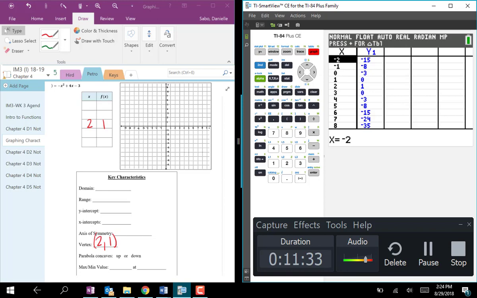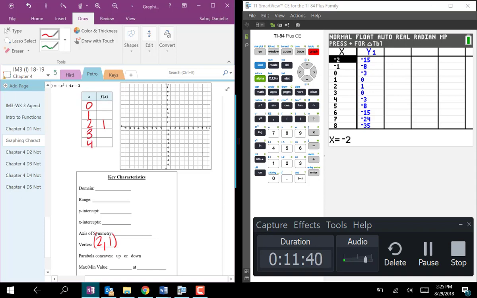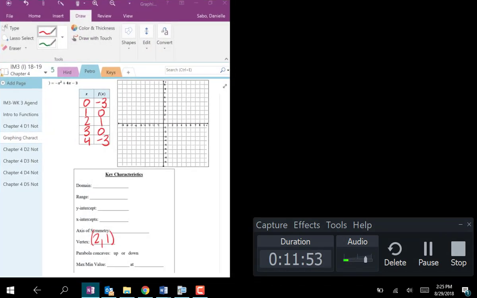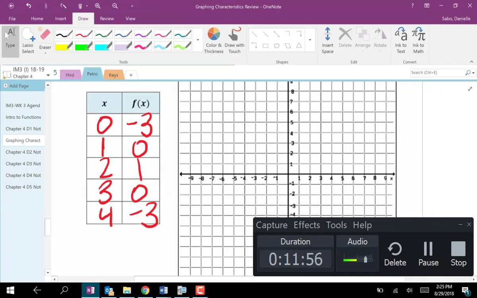So I'm going to put the 1, and I'm going to put the 0, I'm going to put the 3 and the 4. Oh, wrong one. Sorry, that's not 1. It's a negative 3. 0, negative 3. Okay, now I can actually zoom back and you guys can see. So that's what you should have got for your table. So let's go ahead and plot these points. 2, 1 is here, 1, 0, and 0, negative 3.